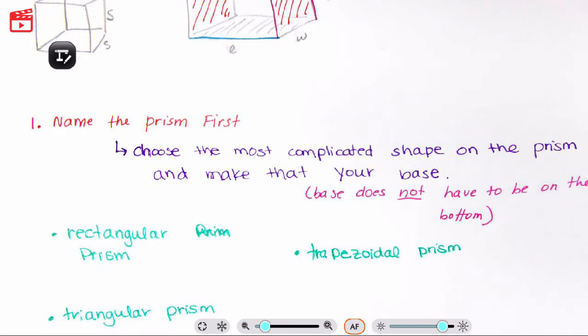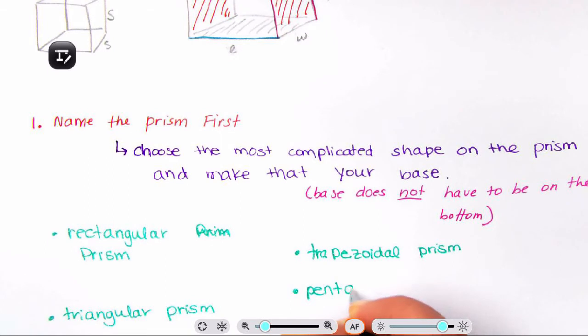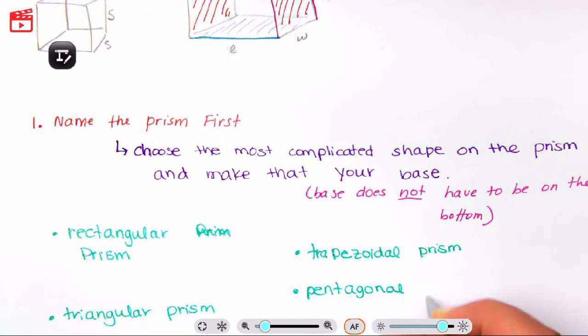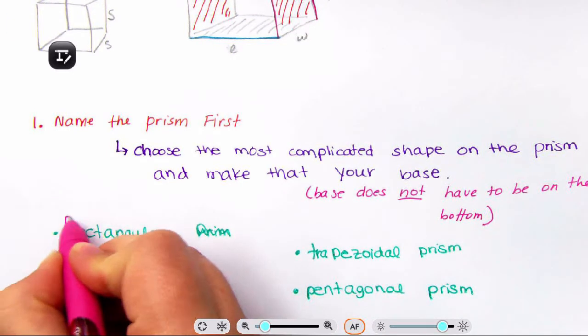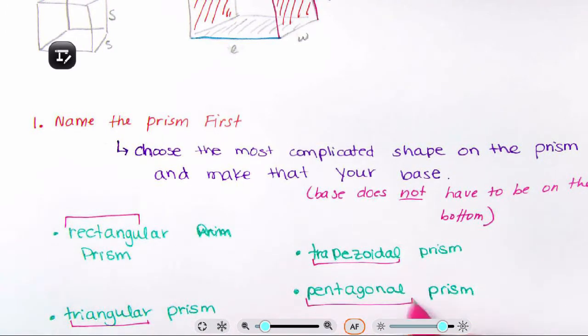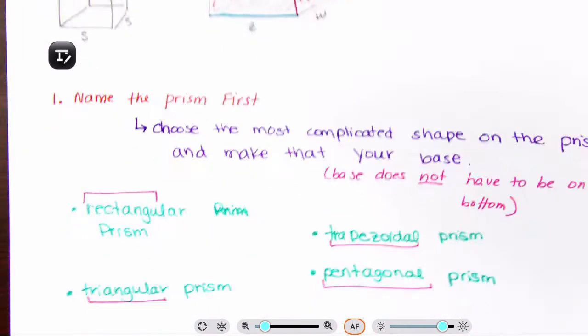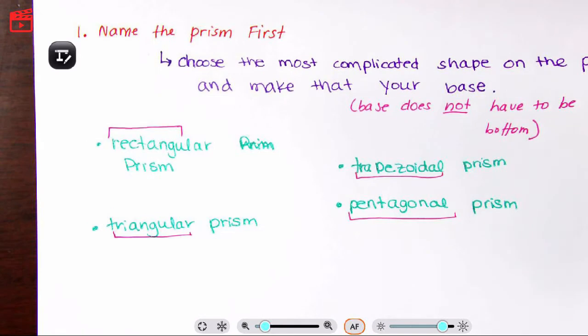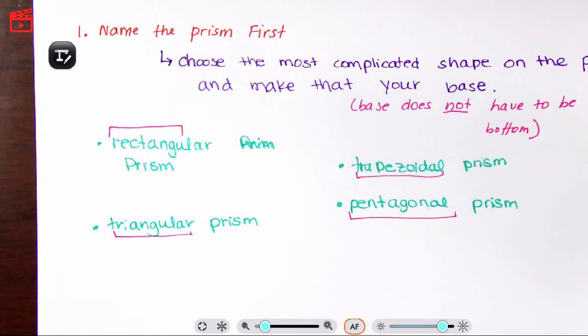Another one that we can have is a pentagonal prism. And what that means, and you see with us naming it, we know what the base is. And it's super important to know what the base is because of the formula for the volume. Now let's jump into that formula.